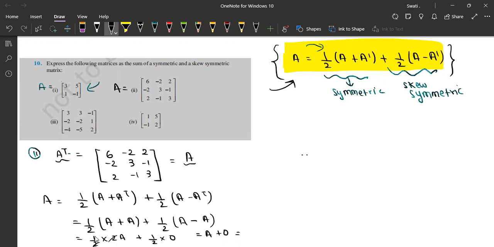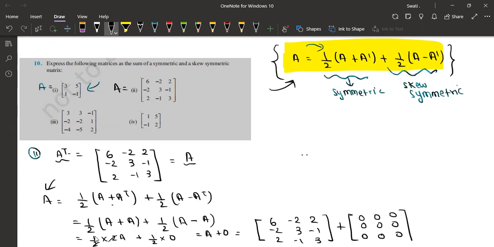We are getting this matrix as the sum of this plus this, which is nothing but the matrix A, that is 6, -2, 2, -2, 3, -1, 2, -1, 3. Remember, in a matrix, 0 is nothing but a 0 matrix of the same order as the matrix given. So 0, 0, 0, 0, 0, 0, and 0, 0, 0. So this is the answer for the second one, which is the sum of a symmetric and a skew symmetric matrix. All right, let's start with the third one.